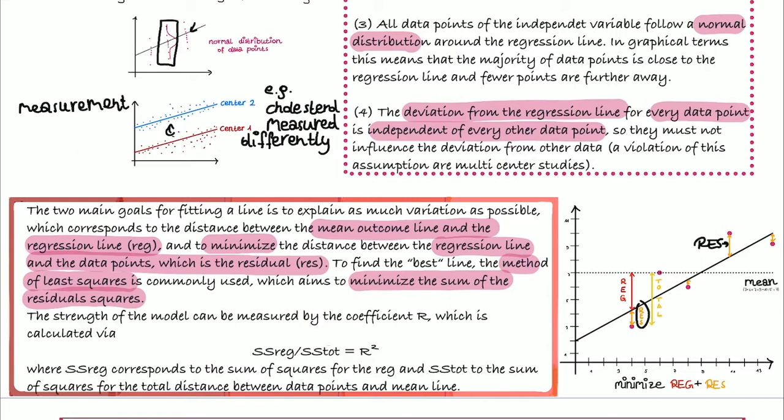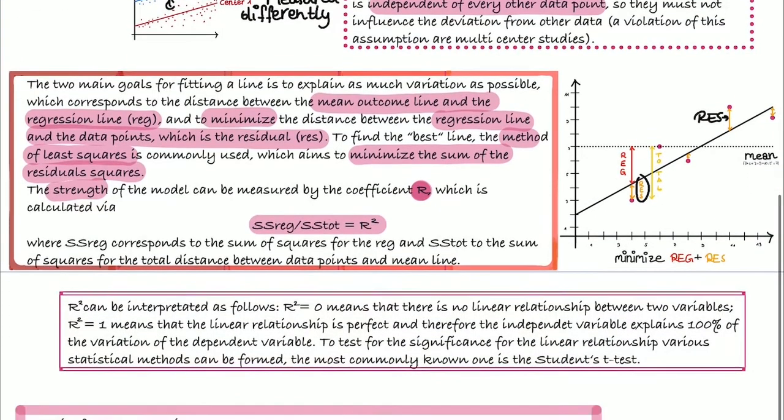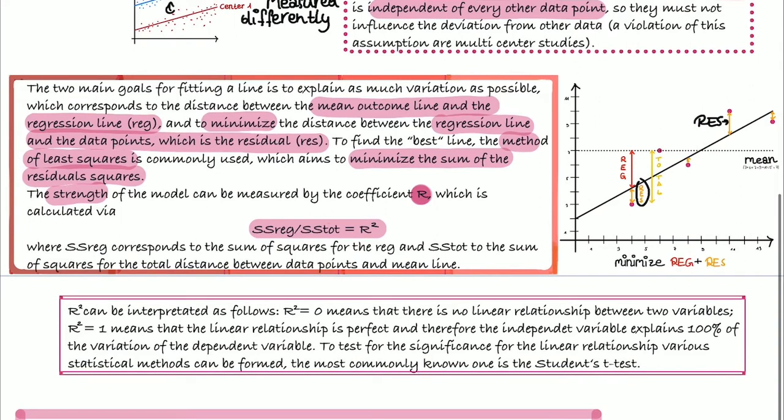A way to measure the strength of a model is the so-called coefficient R, which is calculated by the sum of squares for the regression and the total variance. And r equals 0 means that there's no linear relationship, whereas r equals 1 means that the linear relationship is perfect and that the independent variable explains 100% of the variation of the dependent variable.